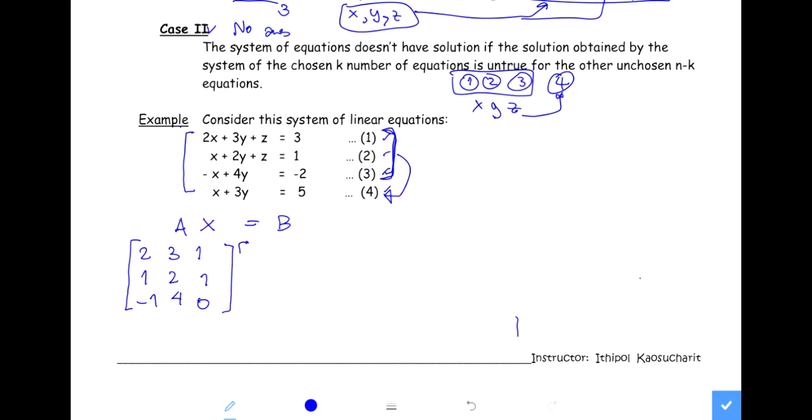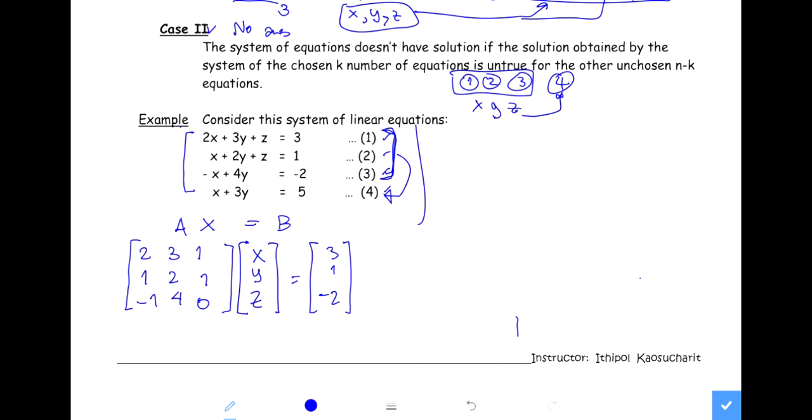I multiply with my matrix of variables, x, y, and z. And it will be equal to my constants. Matrix of constants like 3, 1, -2. Like this. Okay, so let's find x, y, and z from Cramer's.